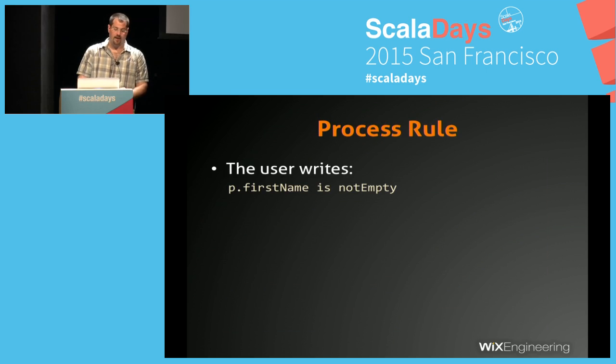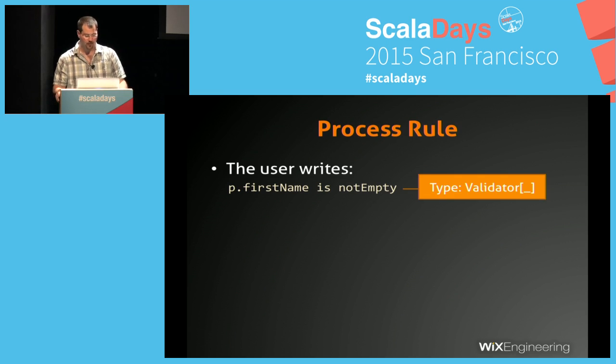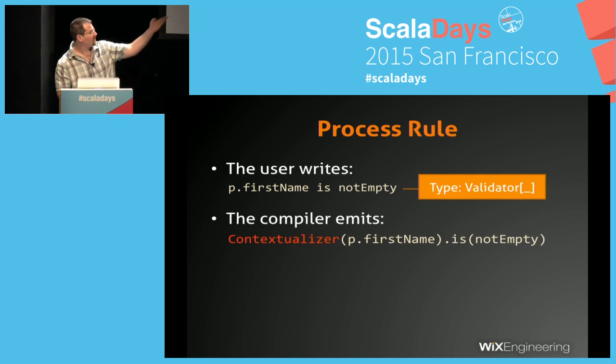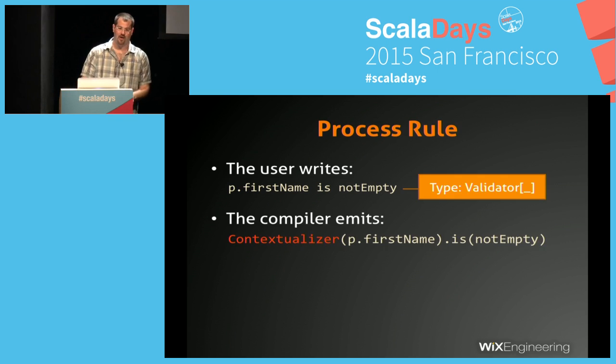First off, I lied a little bit. The user writes this, but in practice, because it's a Scala DSL, there's a whole bunch of implicits and a lot of very nice things that happen behind the scenes. What the compiler actually emits is this thing. There's the DSL entry point, the extension method, if you will, embodied in a class called contextualizer, which is a silly name, I know, but it's the only one I could think of. And this is the code that actually gets emitted by the compiler.